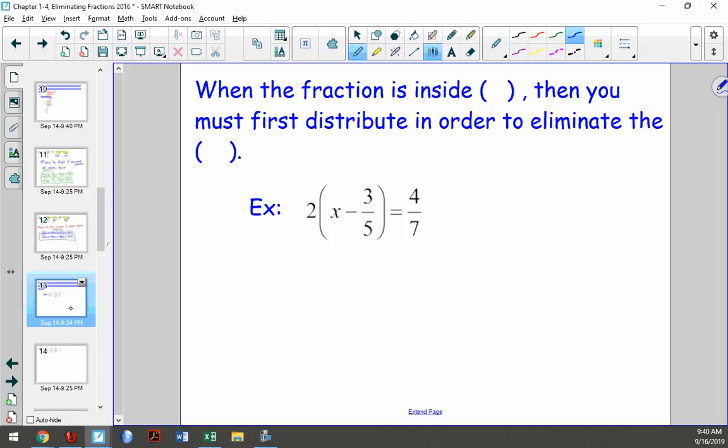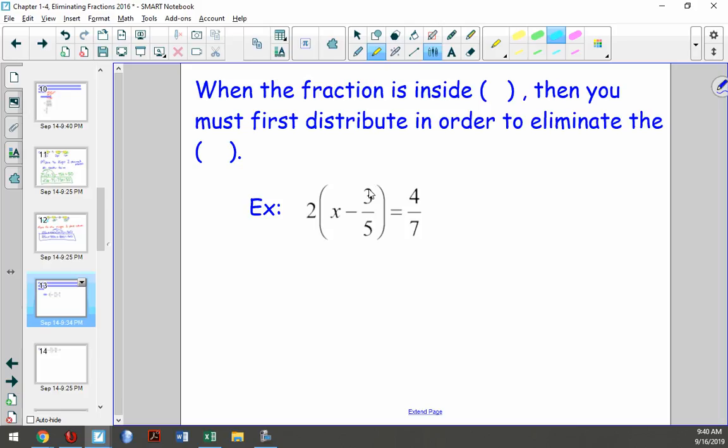Okay. Now, the next one. All the examples I've done so far have been examples where the fractions are on the outside of the parenthesis. Now, what happens when you have a fraction on the inside of the parenthesis? When the fraction is on the inside of the parenthesis, then you must first distribute in order to eliminate the parenthesis. So you're going to multiply your fractions just like we did previously.